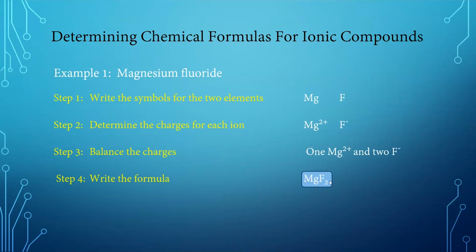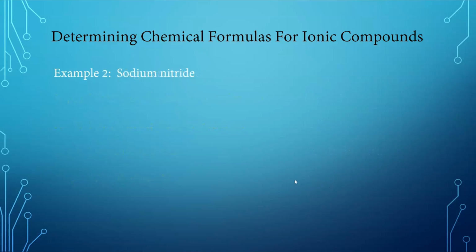This is the procedure you'll use anytime you have the name of an ionic compound and you want to change that into a chemical formula. Write down the symbols, determine their charges from the group that they're in, figure out how many of each ion you need to make sure the pluses and minuses equal, and then put the compound together.